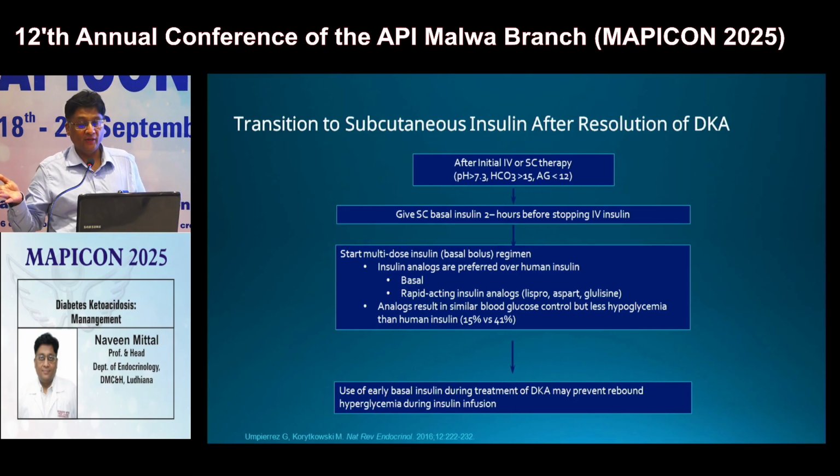If the patient is insulin naive, newly diagnosed type 1 diabetes, you can start with 0.6 or 0.7 units per kg per day. This is the approximate dose of the insulin that you should give to the patient. Use early insulin in basal insulin as well to prevent the rebound hyperglycemia during the insulin infusion.